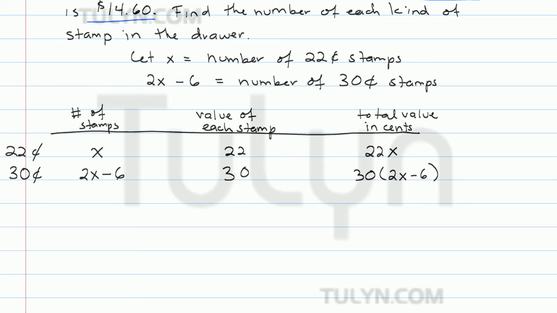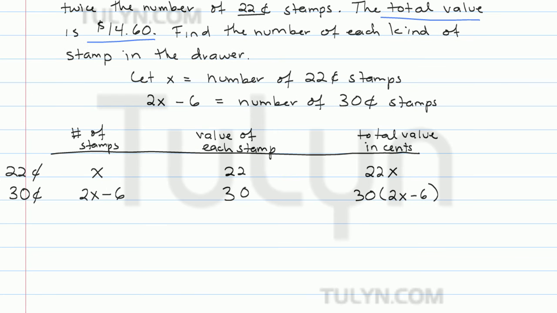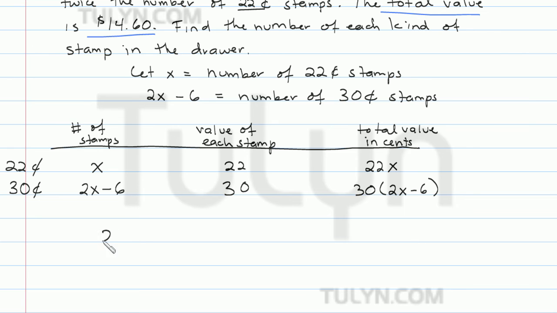So going back to the problem, it says the total value is $14.60, which means if you take the value of the 22-cent stamps and add it to the value of the 30-cent stamps, then that's going to equal $14.60. But since the left side of the equation is written in cents, not in dollars and cents, I want to write the right side in the same way. So $14.60 is the same as 1,460 pennies or cents.